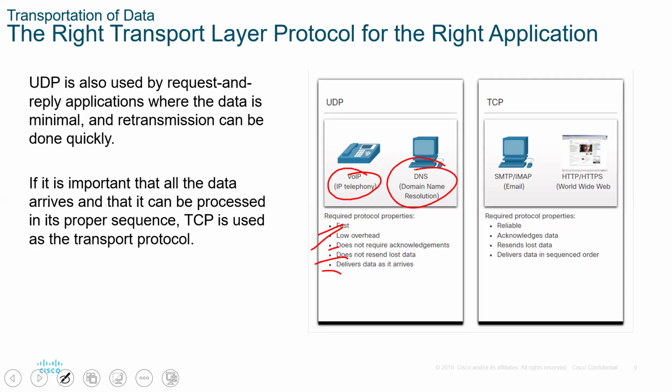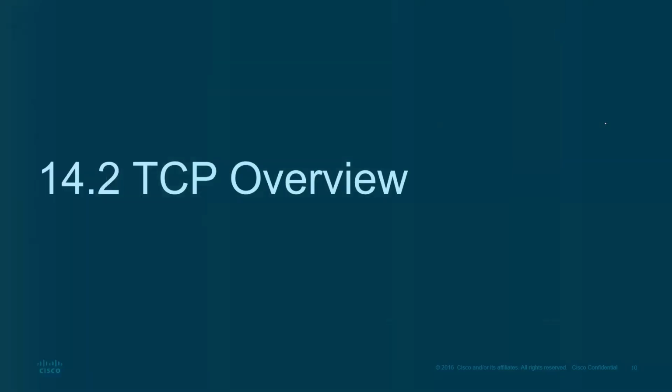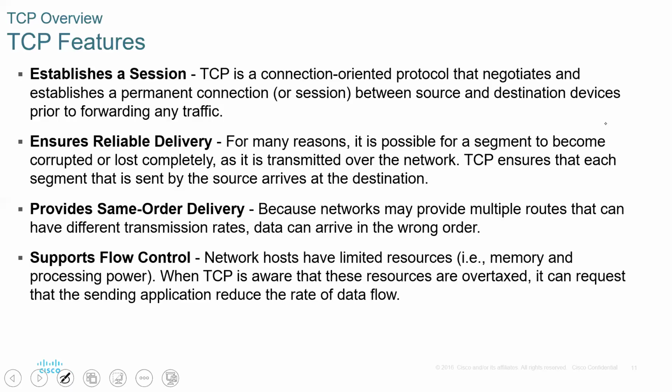But TCP is reliable. Once it sends a message, there is an acknowledgement. Once data is lost, it can resend it. It delivers data in sequential order and rearranges them. Examples are when you're sending an email and when you are browsing the internet. Now, how does TCP work? What are the features?